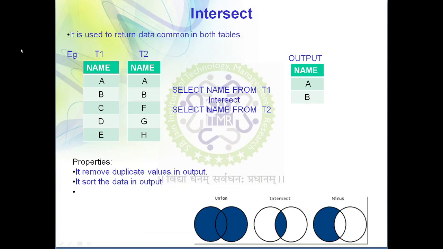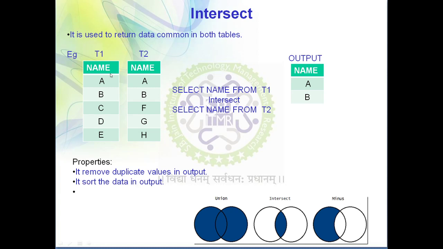Now the next operator is intersect. So what is the use of the intersect operator? First we understand with the help of a Venn diagram. Here you can see it returns data which is common in both the tables. That means it will not return any additional data. It will return only data which is common in both the tables.